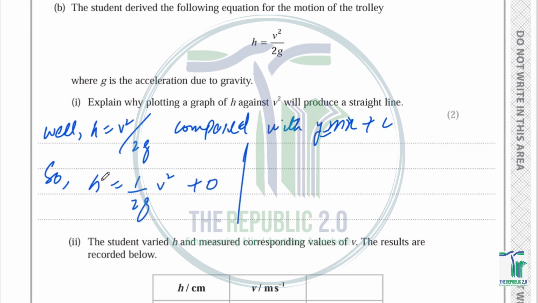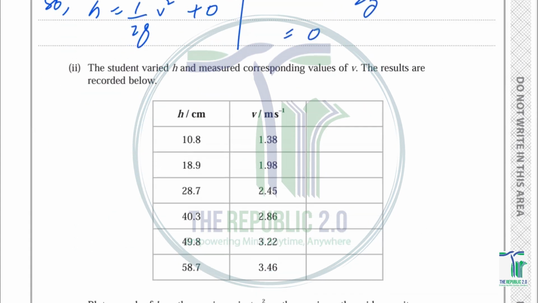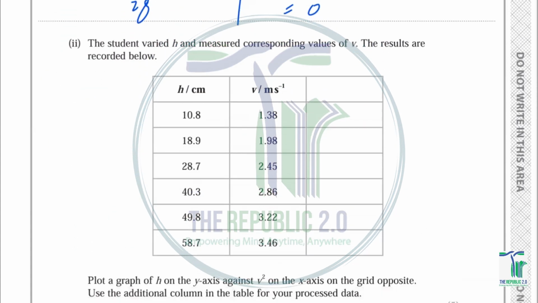So what does that mean? Whenever you plot H against V square, you should have a straight line with a gradient of 1 upon 2G and with a y-intercept at 0, right? Meaning thereby your line must be passing through the origin as well. So it should be a straight line. You can see that I've compared it with a straight line equation.